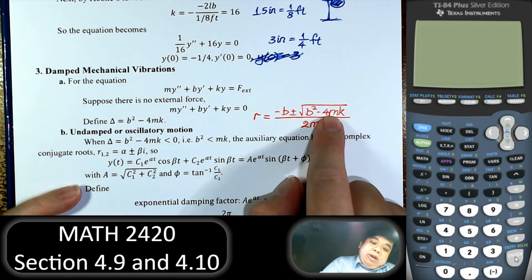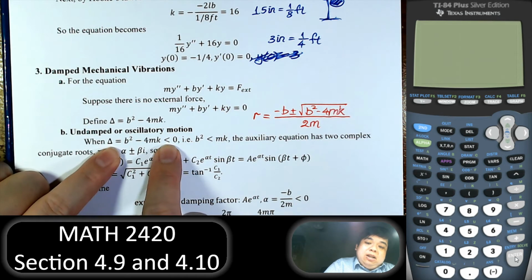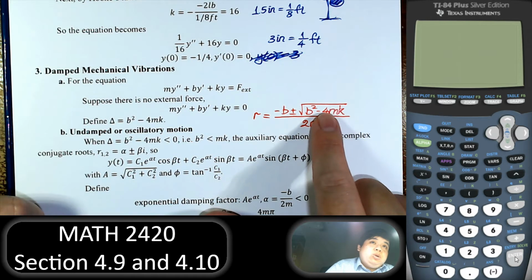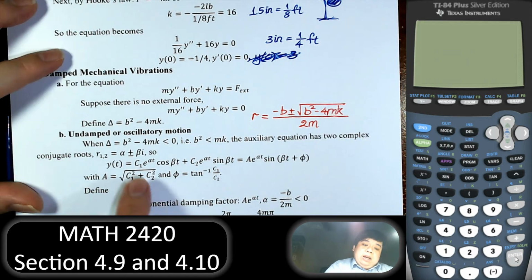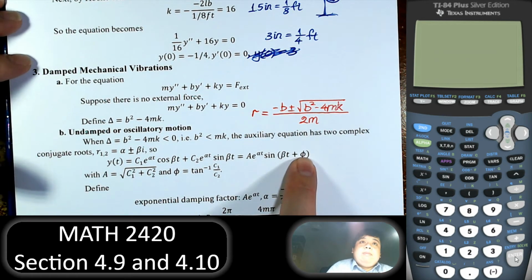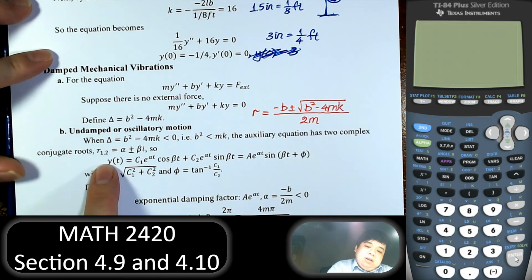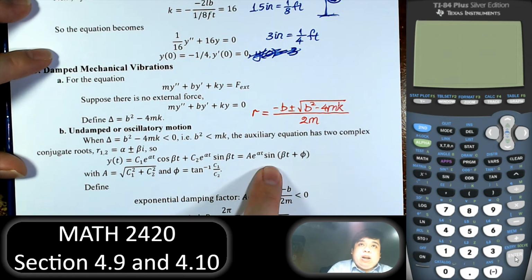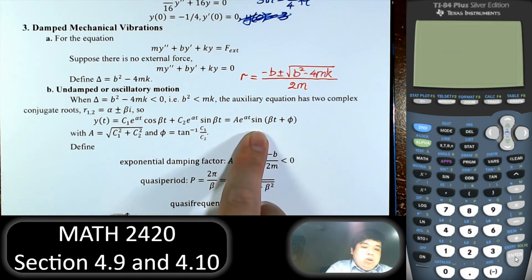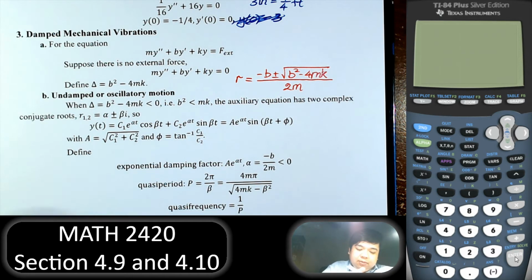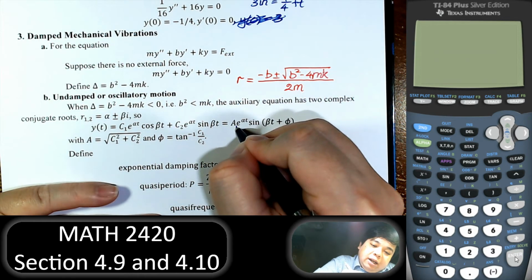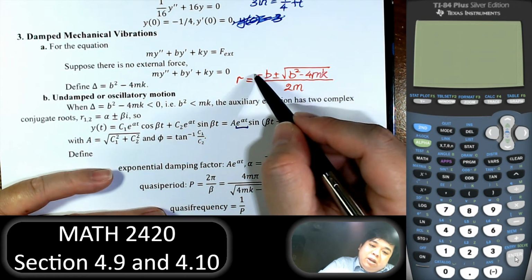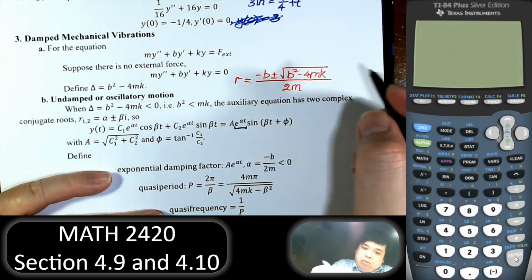Now, if inside the square root is negative, that means we have two complex solutions, right? Negative inside the square root gives imaginary, I mean complex, solutions. And we're going to write the solution like this, combining the sine and cosine. That's why we write it like this. So in this case, what we have is e to the alpha t. Notice that alpha would be negative b over 2m. I should split this in two.